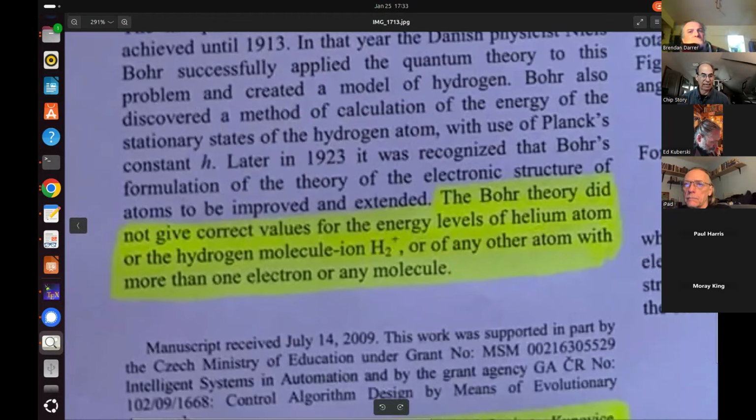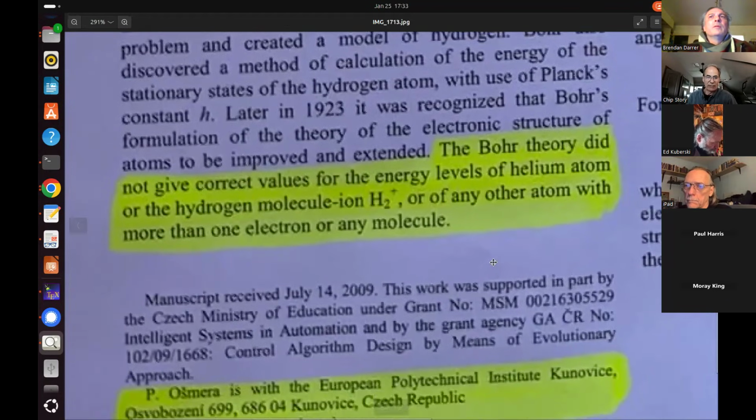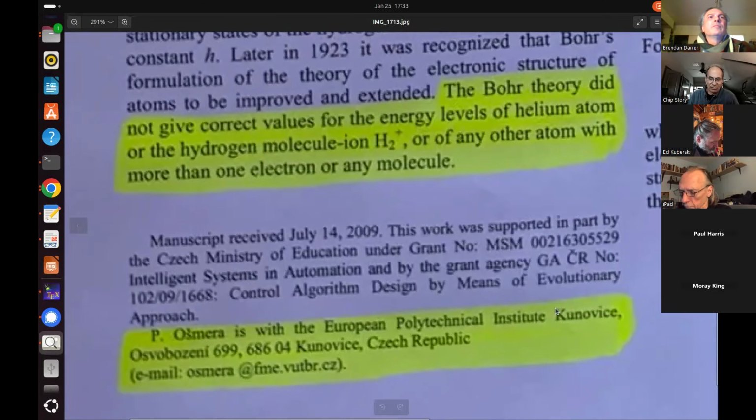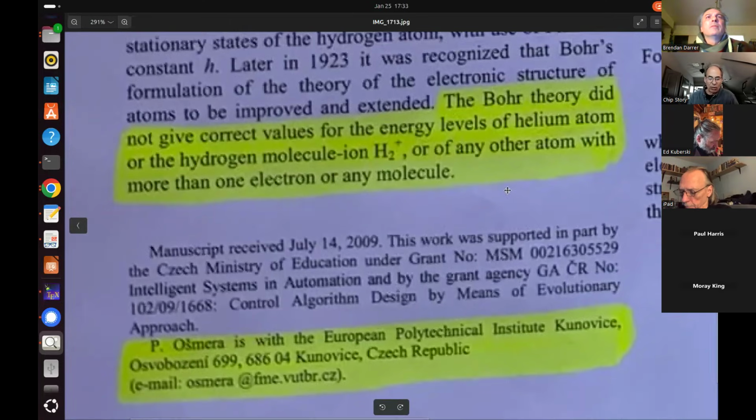Bohr also discovered a method of calculation of the energy of the stationary states of the hydrogen atom with use of Planck's constant h. Later in 1923, it was recognized that Bohr's formulation of the theory of the electronic structure of atoms could be improved and extended. The Bohr theory did not give correct values for the energy levels of the helium atom or the hydrogen molecule ion, H2 positive, or of any other atom with more than one electron or any molecule.